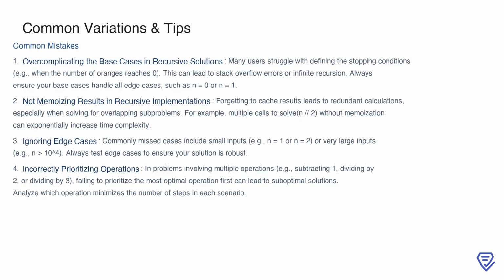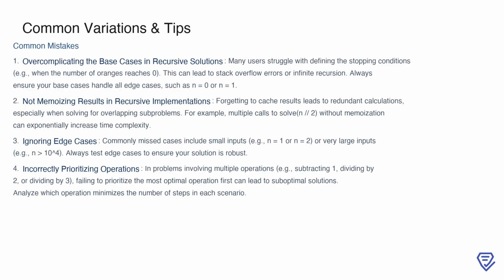Another critical mistake is forgetting to memoize results in recursive implementations. Without memoization, you end up recalculating the same subproblems repeatedly, which can significantly increase the time complexity, especially for cases like solving for n divided by 2 multiple times. Additionally, edge cases are often neglected. Small inputs like n equals 1 or 2, as well as very large inputs, such as values greater than 10,000, must be thoroughly tested to ensure your solution is robust.